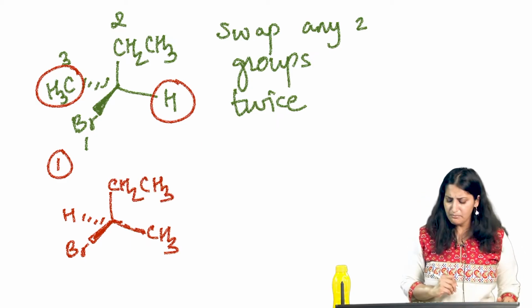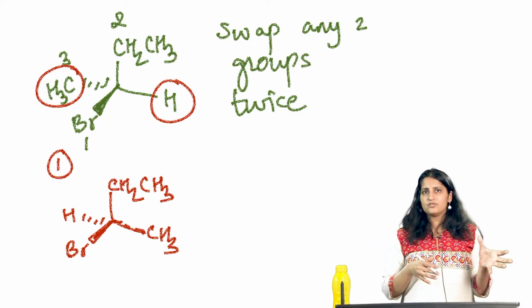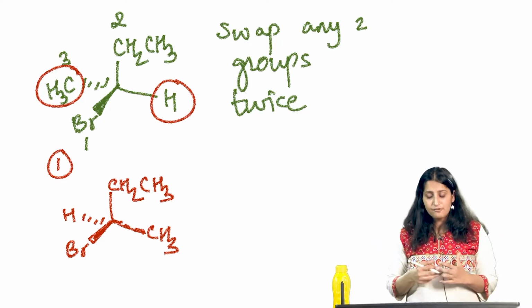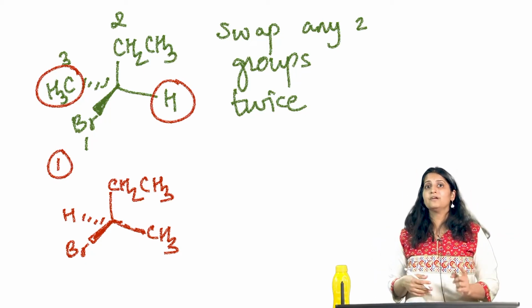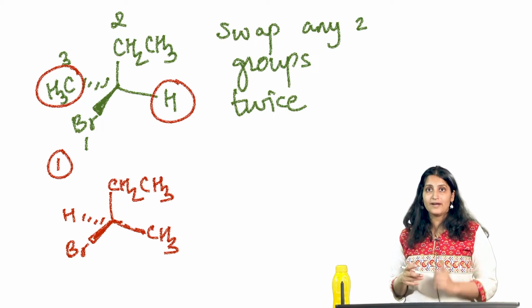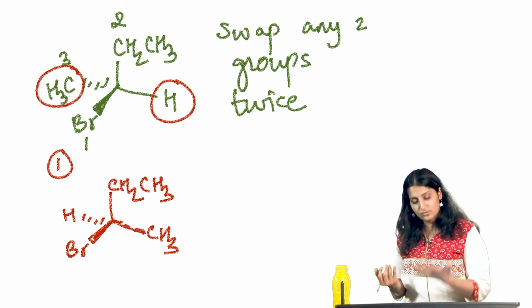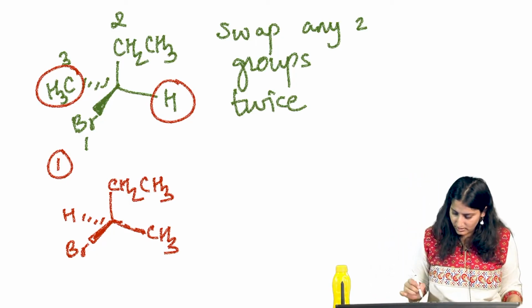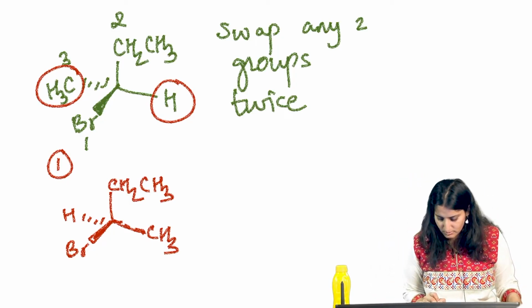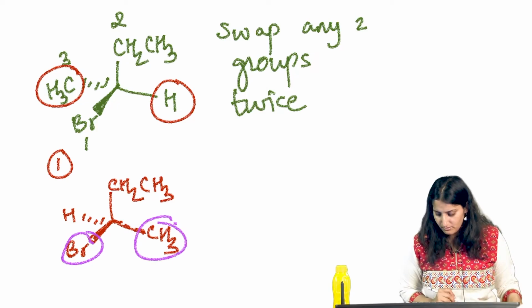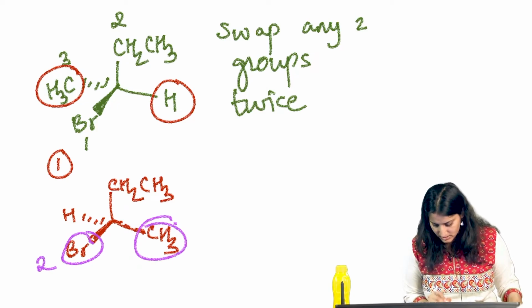So, that is my first swap, and now that the hydrogen is away from me, I can figure out the configuration, but remember we have to swap twice. So, right now if I get the answer, it will be wrong. So, what I am going to do is I am going to swap it again, let us say, between bromine and methyl. So, that is my second swap.